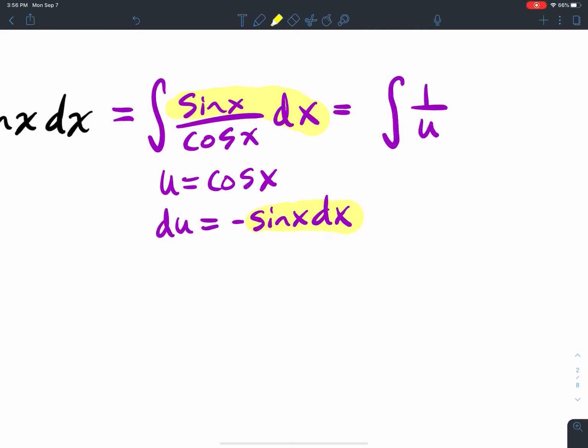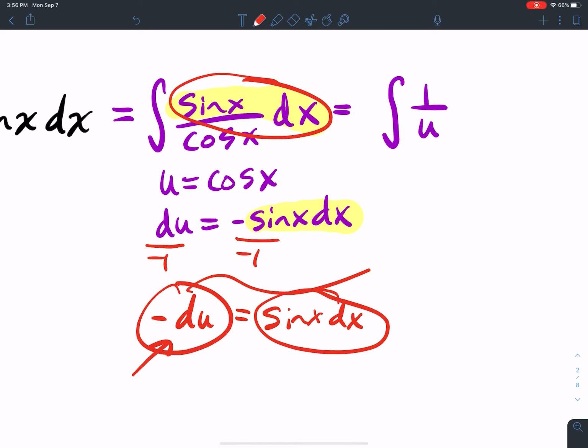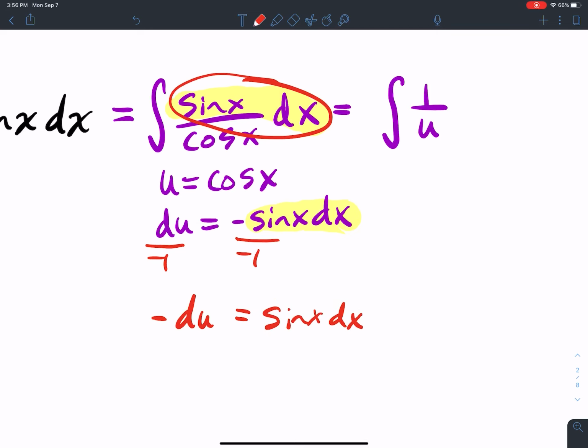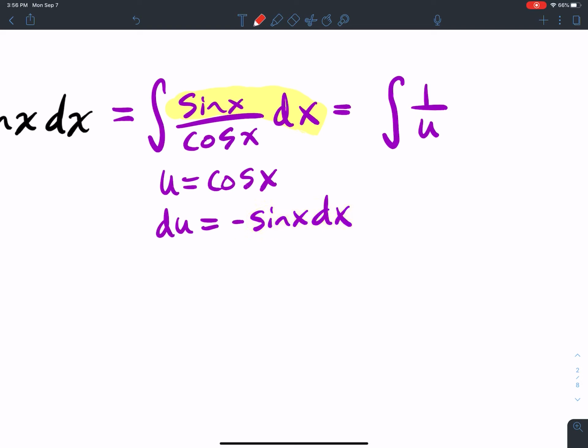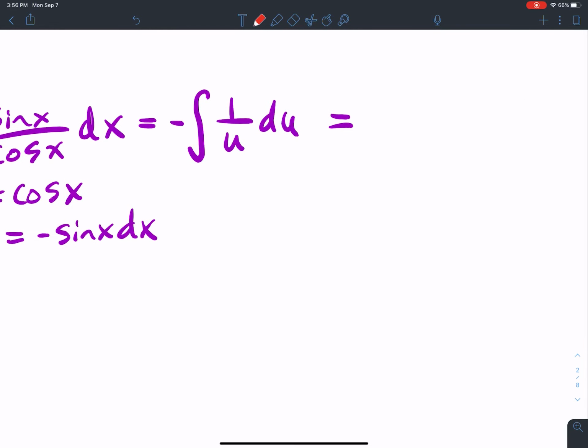So how do I get that? Here, I need to divide both sides by -1. So negative du equals the sine x dx. So I can replace this here with a negative du plugged in there. Okay, so that's what I'm going to do. I'm going to pull a negative out front of the integral, and then the du, the differential there.